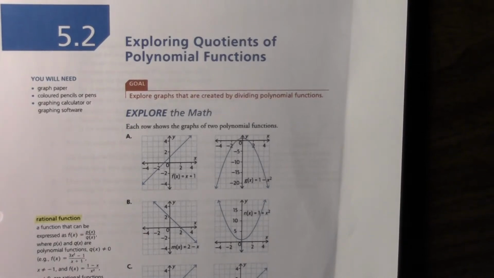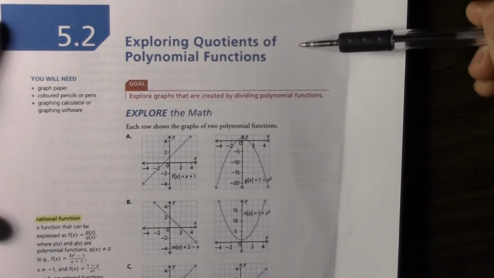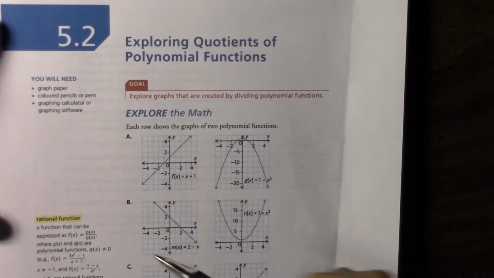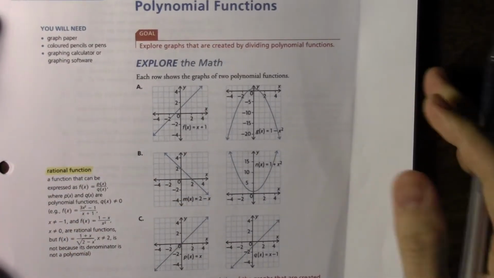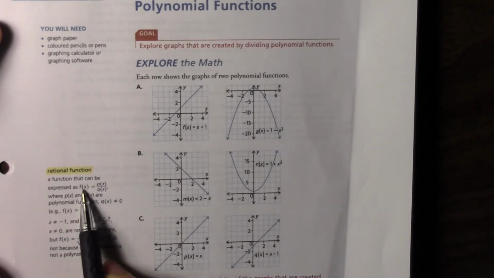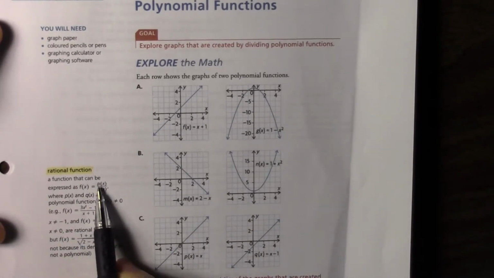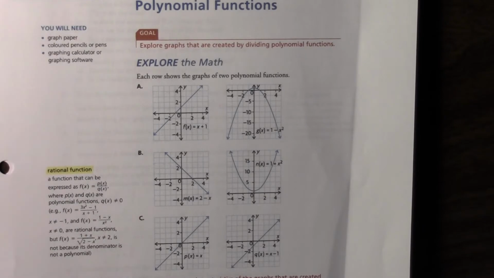This is section 5.2. We're exploring quotients of polynomial functions. That's when we take one polynomial function and divide it by another. Down here it's defined as a rational function: a function that can be expressed as f(x) = p(x) over q(x), where p and q are polynomial functions.